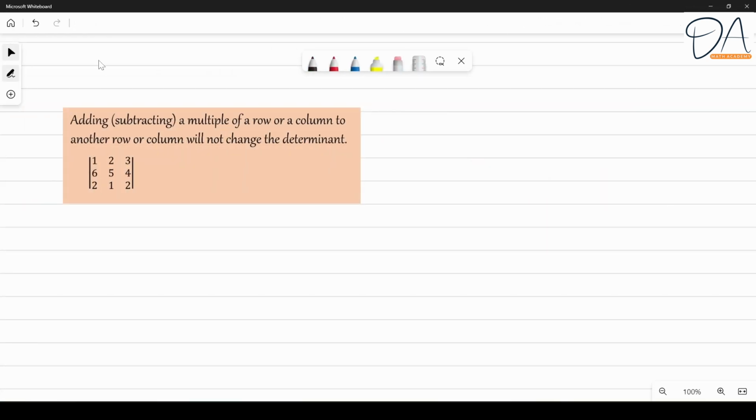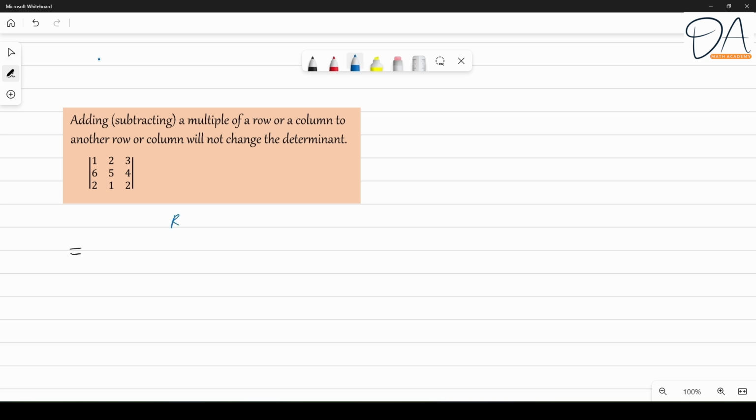Next property, which is a property that we use frequently when we are reducing a determinant to a triangular form. This property says the following: if you add or subtract a multiple of a row or a column to another row or a column, that will not change the determinant. So for example, we have this determinant.